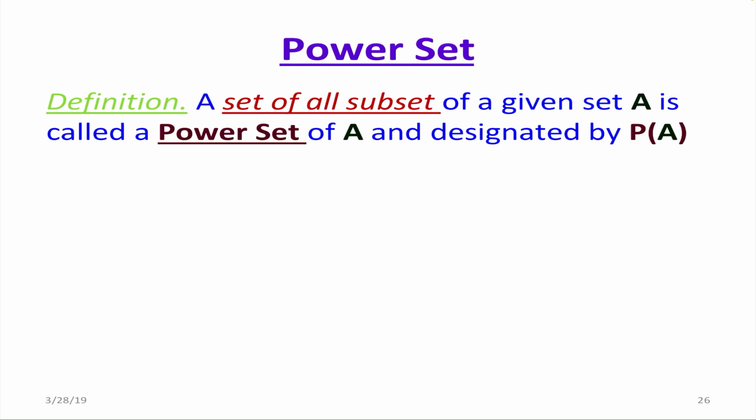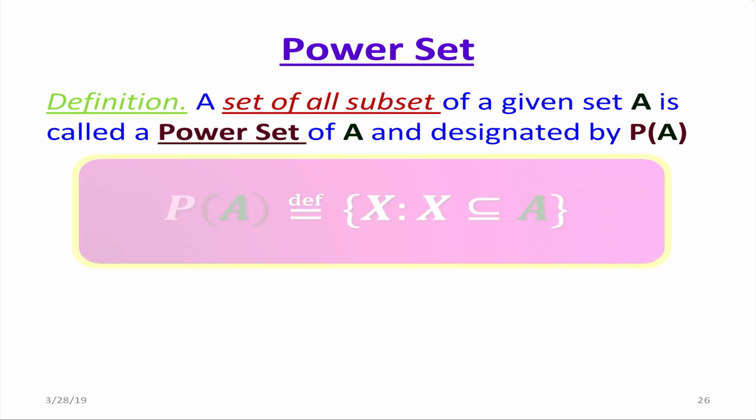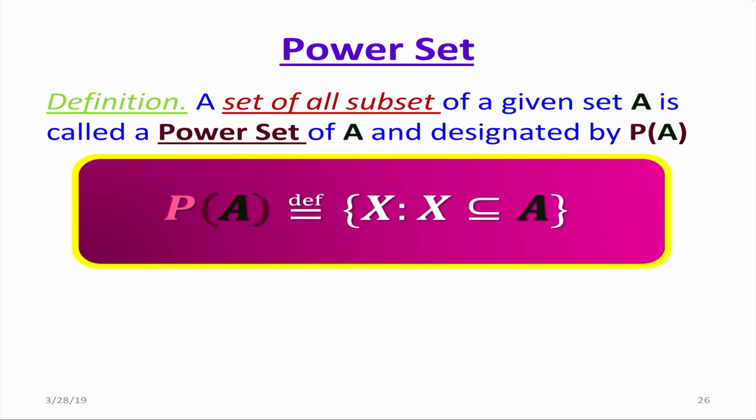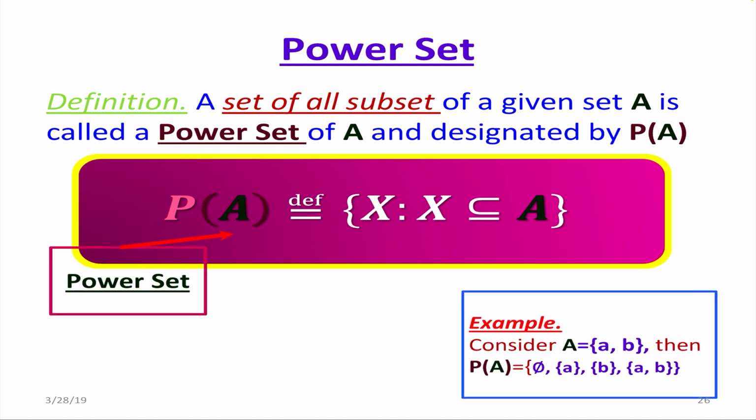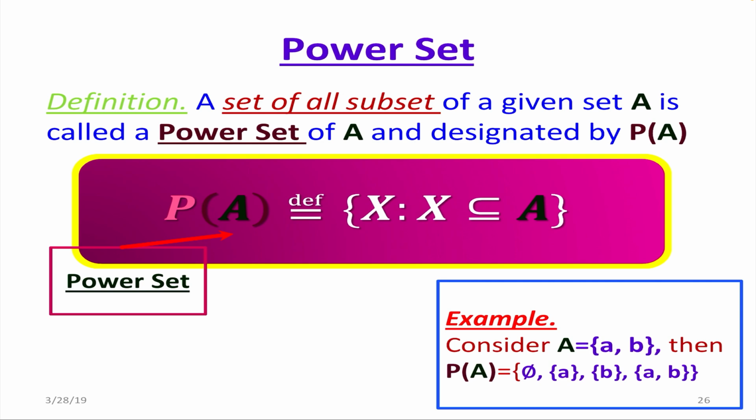Now let's move to the power set. The set of all subsets of a given set A is called the power set of A and is designated by P of A. By definition, P of A consists of all subsets X such that X is a subset of A.